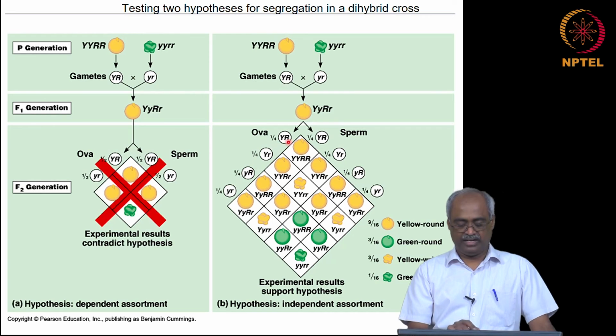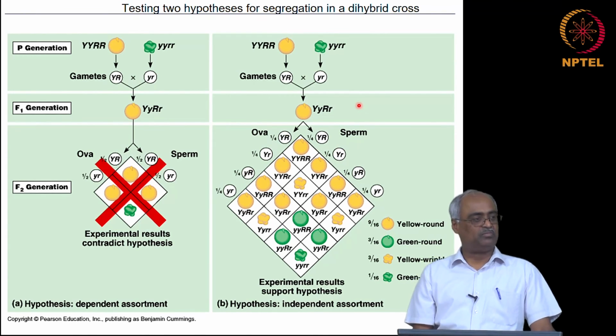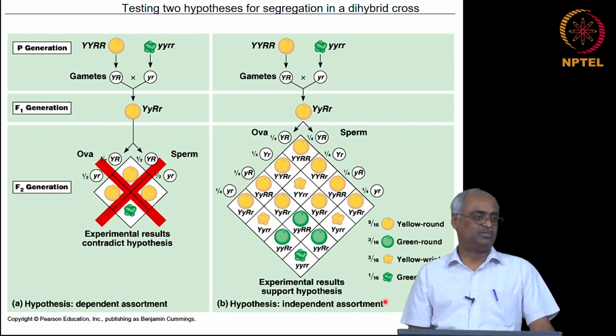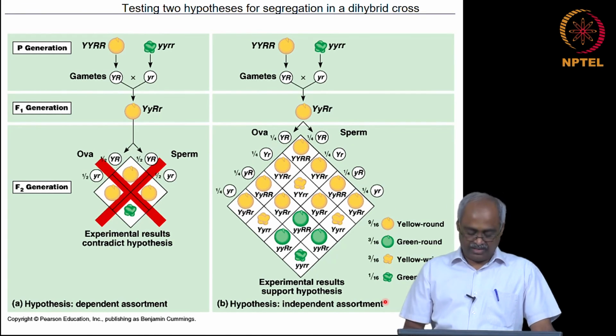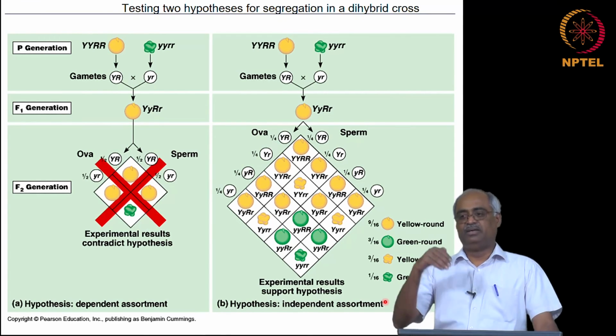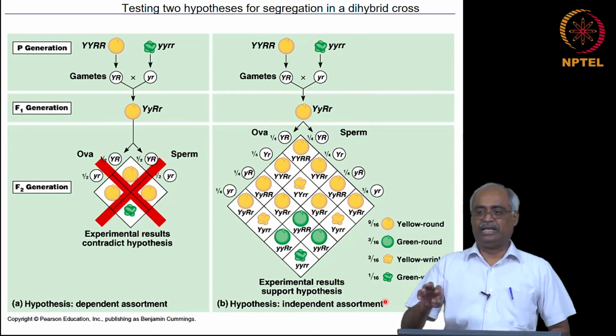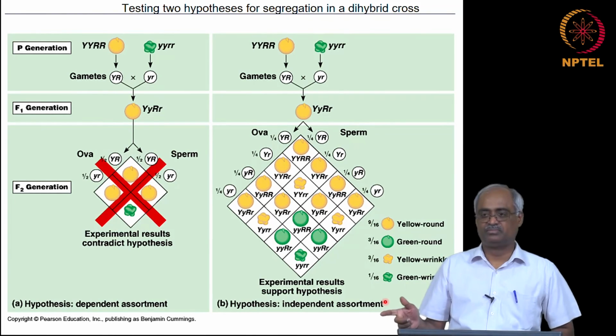And second, again in the gamete fusion during fertilization there is no such selection and it happens purely randomly. So, then only you are going to get the 9:3:3:1 ratio. So, when the inheritance pattern of alleles of one gene does not influence alleles of another gene, you call that independent assortment.